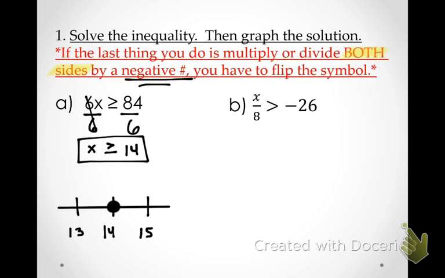Now I've got to figure out which one would make this truthful. Could I take a 13 and stick it up here and say 13 is greater than or equal to 14? No. So because you said no, we know we do not want to take our arrow that way. Instead, we're going to take it the other way. Let's see if this would be truthful. Can I take a 15 and stick it right there? Yes, okay. 15 is greater than or equal to 14.